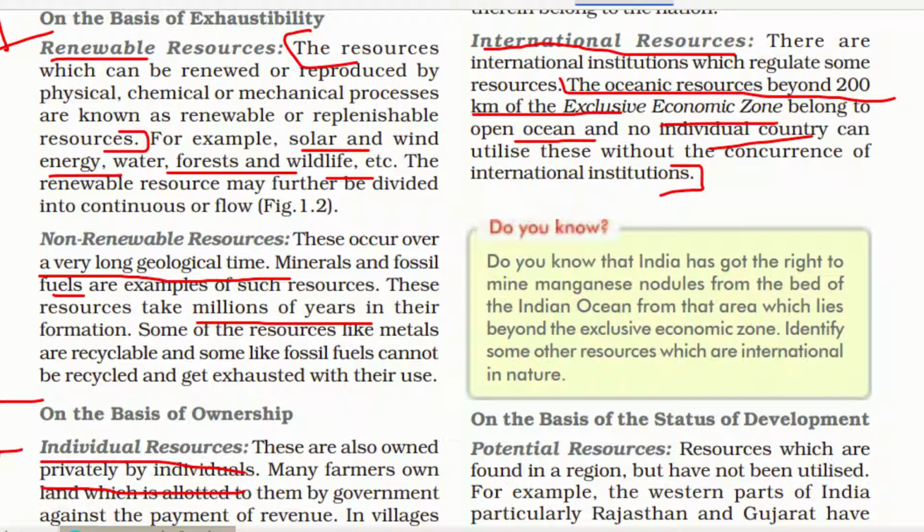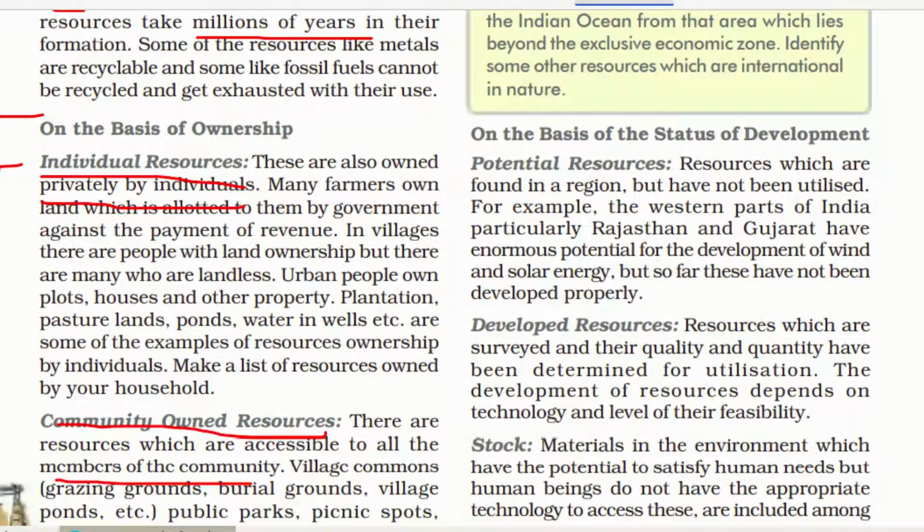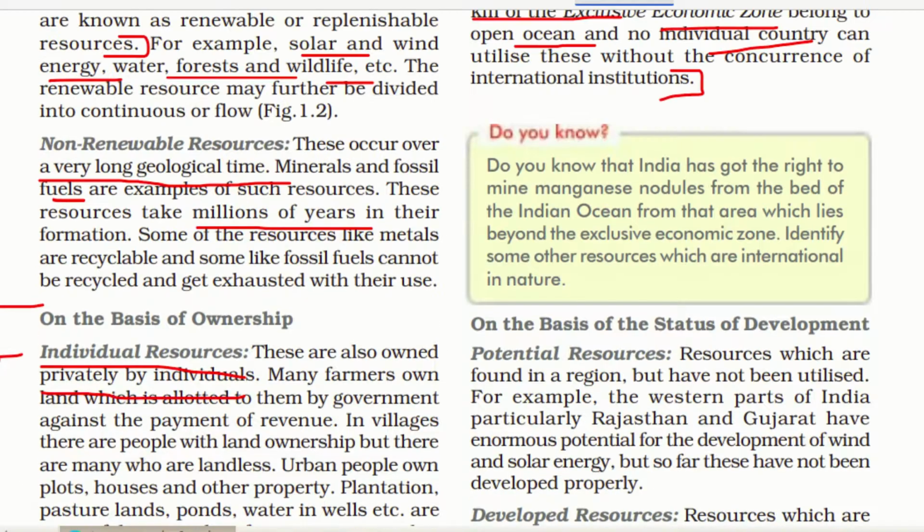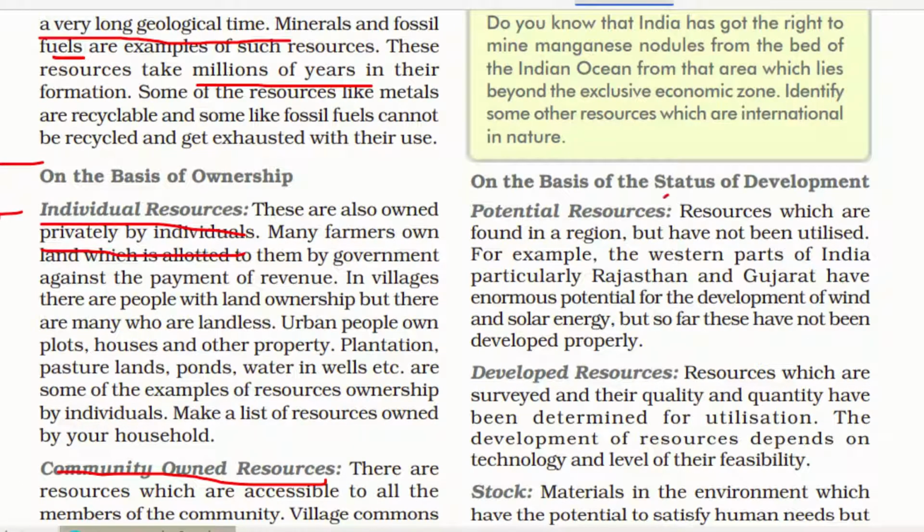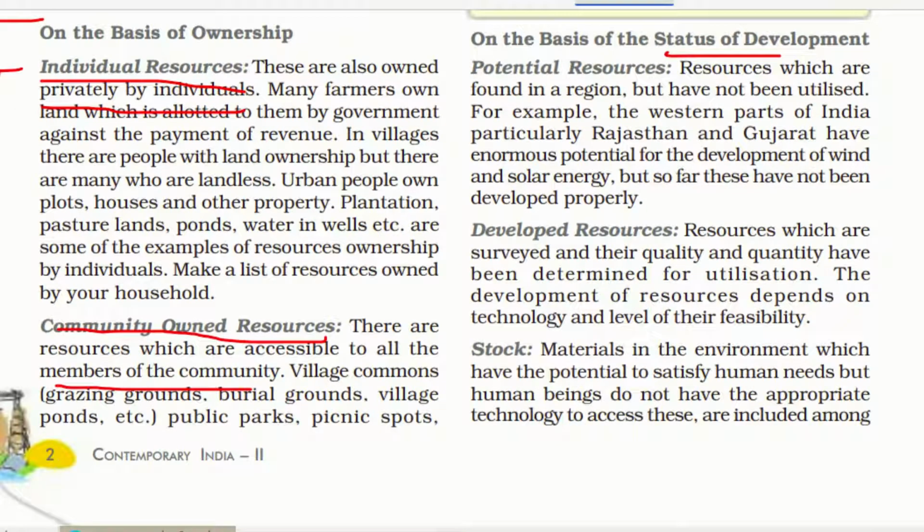Okay, then all these we studied on the basis of ownership, isn't it? Now on the basis of status of development, status. Okay, first one, potential. Resources which are found in a region but have not been utilized. For example, the western parts of India, particularly Rajasthan and Gujarat, have enormous potential for the development of wind and solar energy. But so far, these have not been developed properly, isn't it? Potential. We have good potential for that, but it is still not developed. Otherwise, we don't have proper technology to utilize that. That type of resources is known as potential resources.